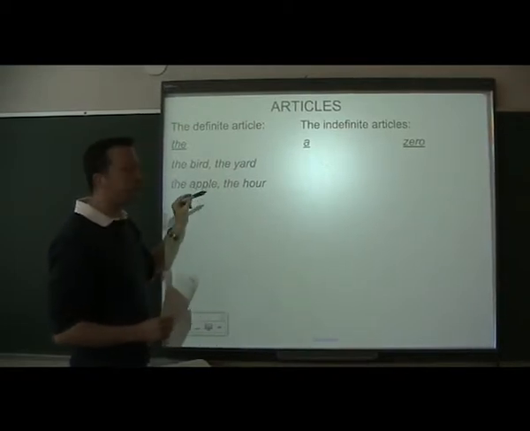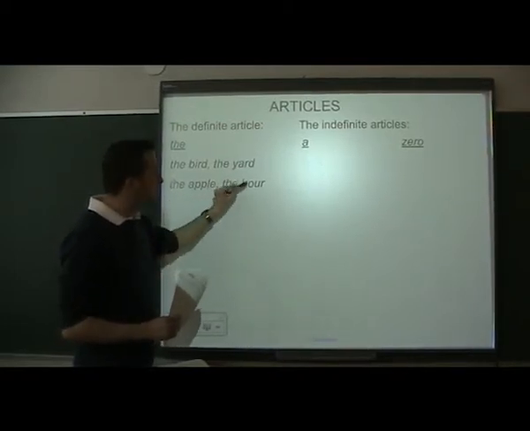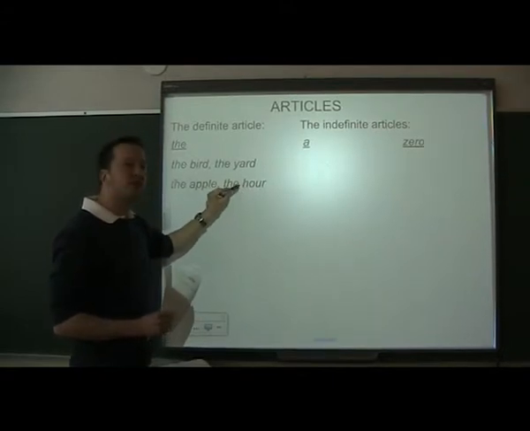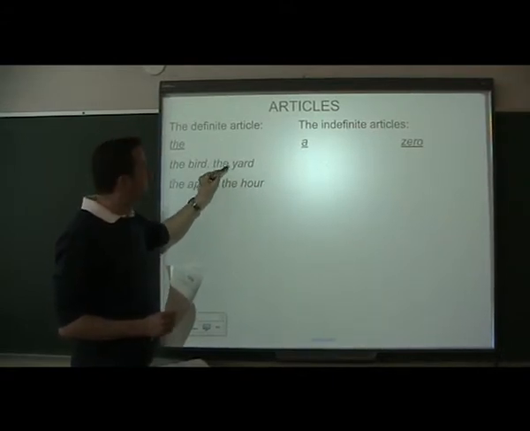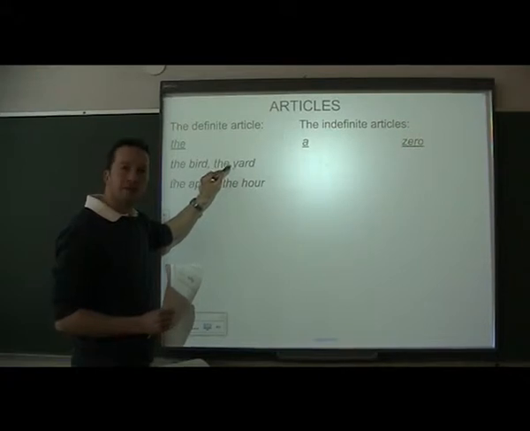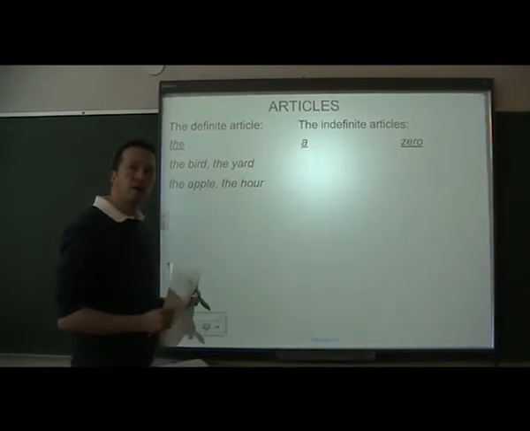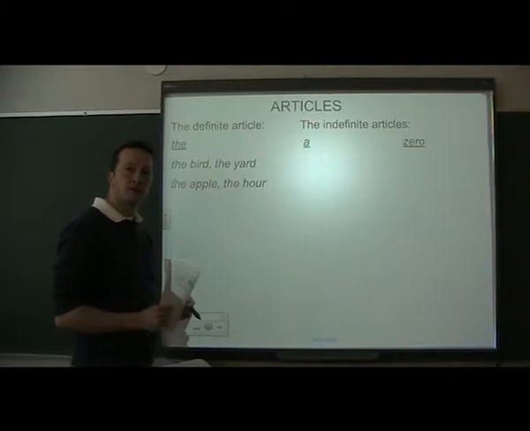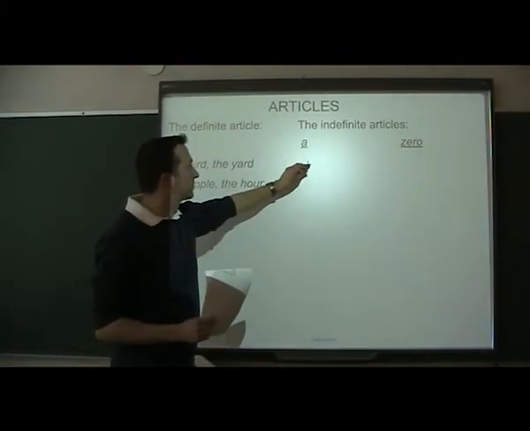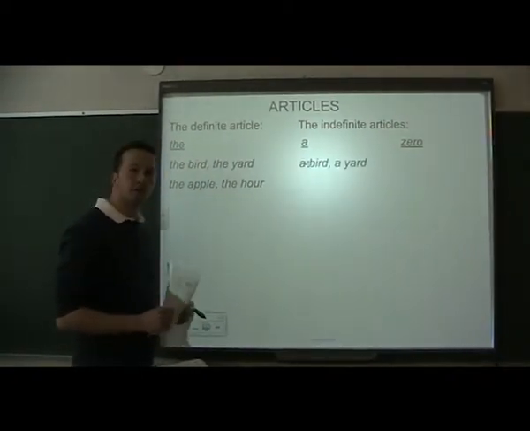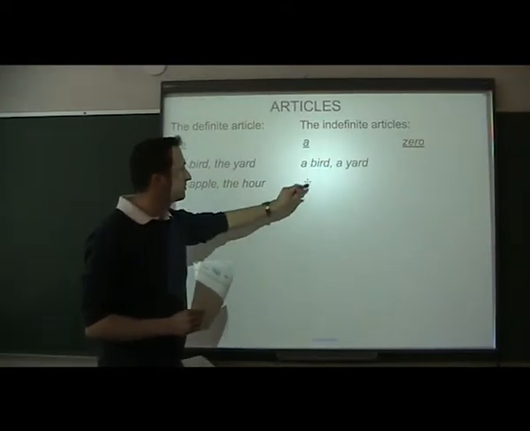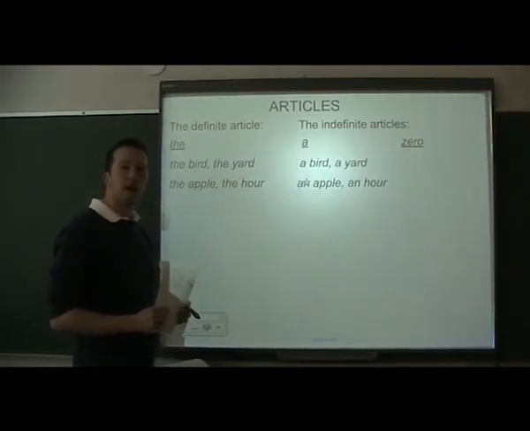And do you notice how spelling can be misleading? Because here we start with a consonant, it's a vowel sound. Yard begins with a vowel, but it begins with a consonant sound, J, yard. With the indefinite article you can also see the difference in writing. Therefore, we have a bird, a yard, an apple, an hour.